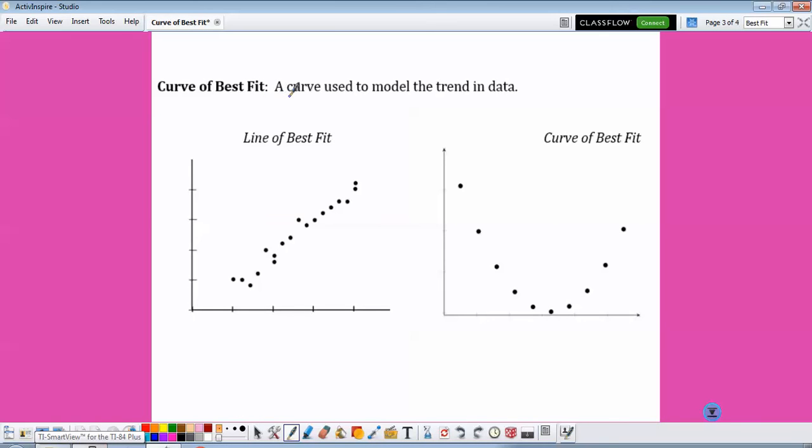Curve of best fit is a curve used to model the trend. Trend just means pattern of data. So remember, line of best fit, it looks like a line, and a curve of best fit is going to make a U shape.